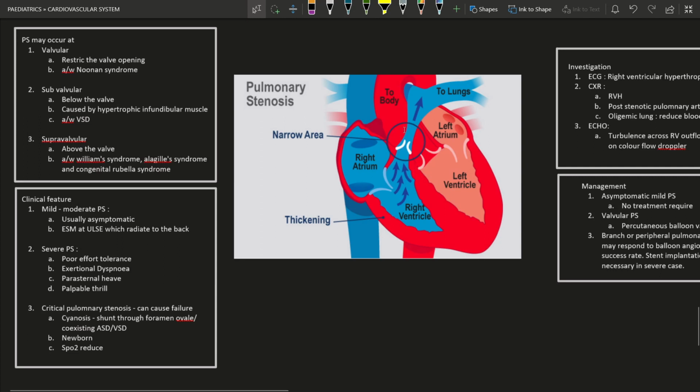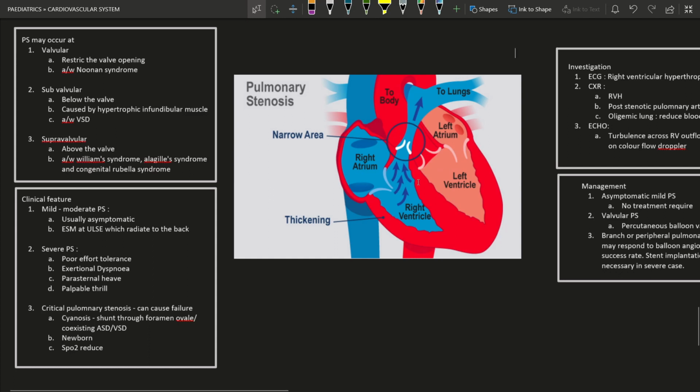The next type of pulmonary stenosis is supravalvular, which is above the valve. After the blood passes the valve, there is some narrowing or stenosis that might be at the branch of the pulmonary artery, the right or left pulmonary artery. Usually supravalvular stenosis is associated with Williams syndrome, Ehlers syndrome, and congenital rubella syndrome.